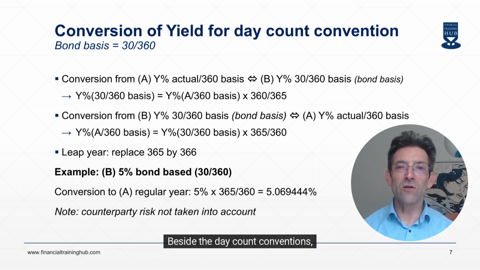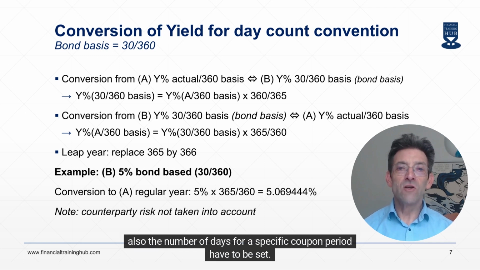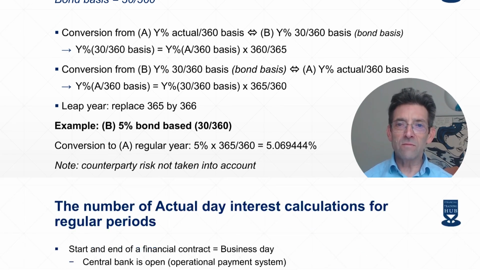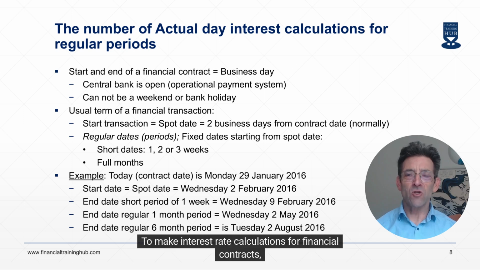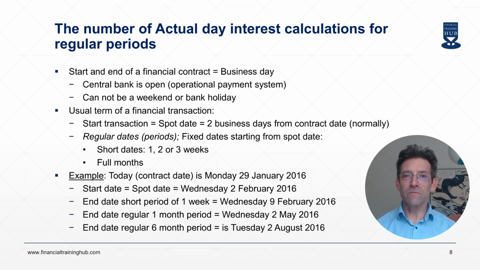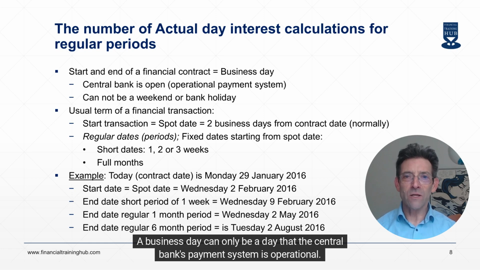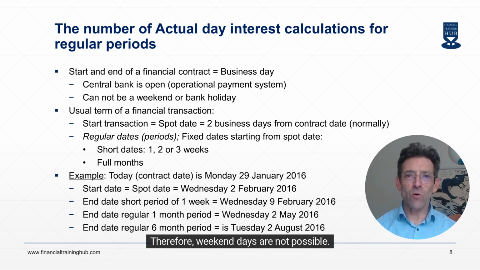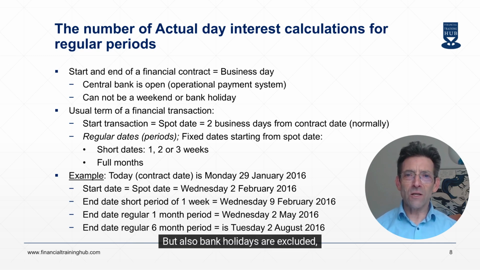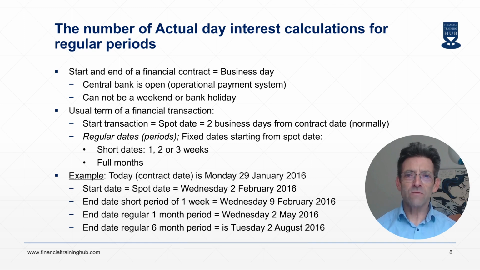Besides the day count conventions, also the number of days for a specific coupon period has to be set. To make interest rate calculations for financial contracts, the start and maturity dates have to be specified. Both the start and end date should be a business day. A business day can only be a day that the central bank's payment system is operational. Therefore, weekend days are not possible. But also bank holidays are excluded because central banks will be closed.